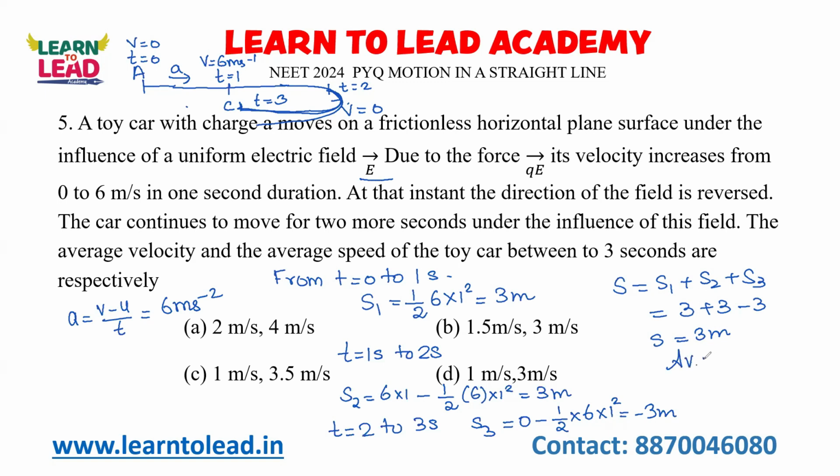Now, what is the average velocity? Average velocity is displacement over time. Total displacement is 3 meter, divided by total time taken 3 seconds, so the velocity is 1 meter per second. Right, now the total distance traveled is 9 meter. So average velocity is 1 meter per second, which is option C. In option D, they ask for average speed. For average speed, we only need to take the distance, 9 meter total, divided by time, so 3 meter per second. So option D is your answer. Remember, velocity means displacement and speed means distance. Okay, next.